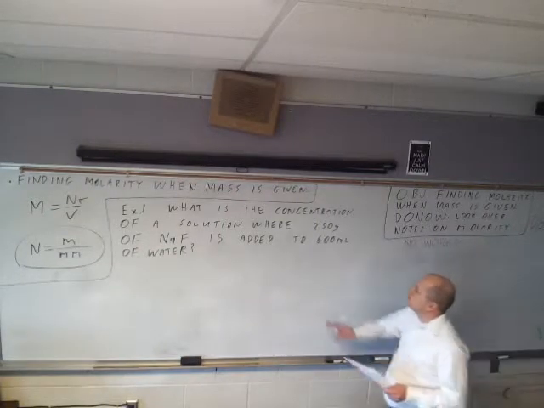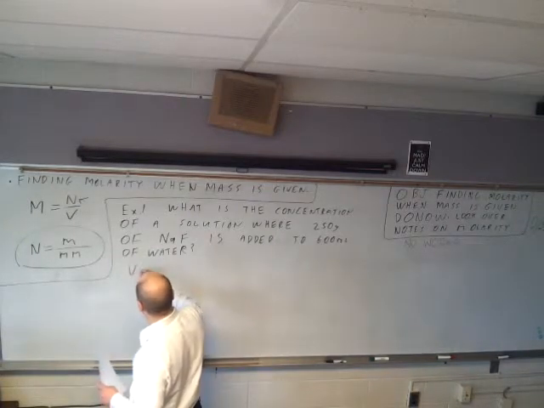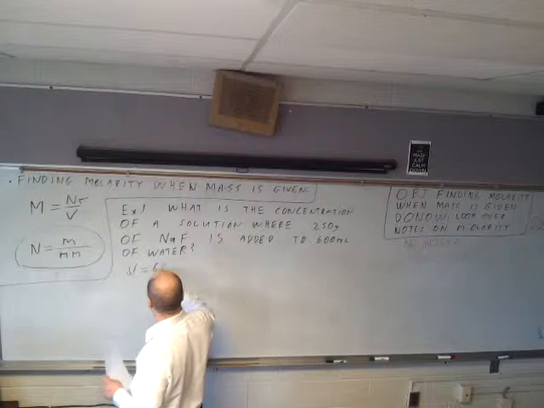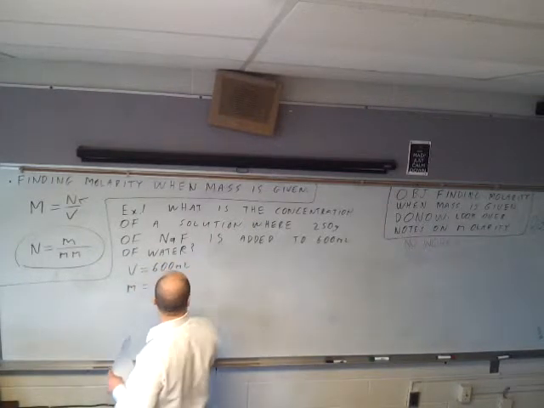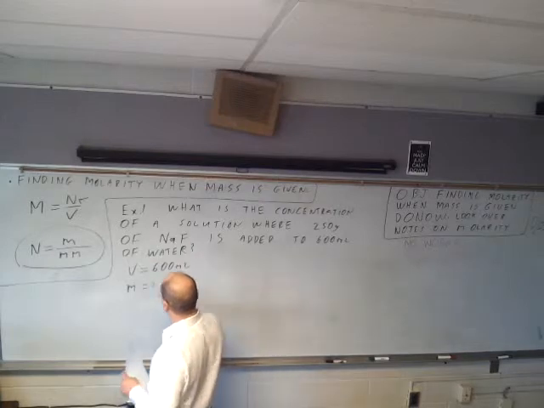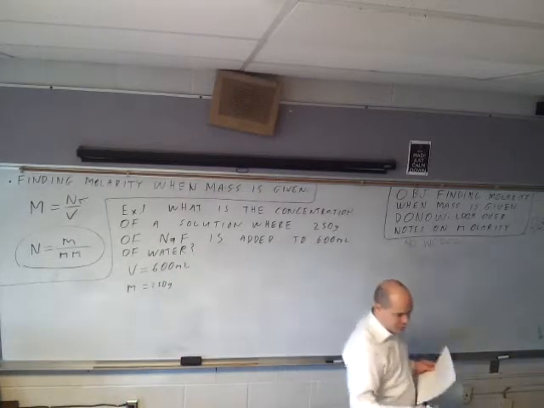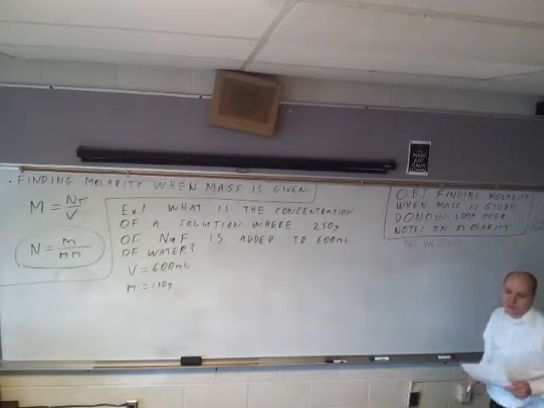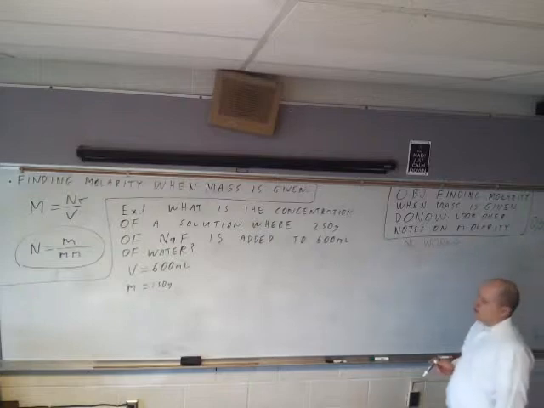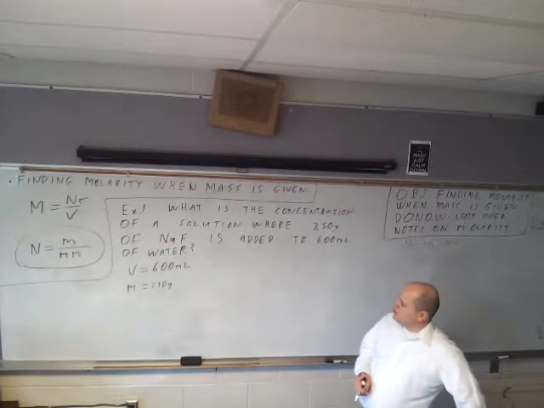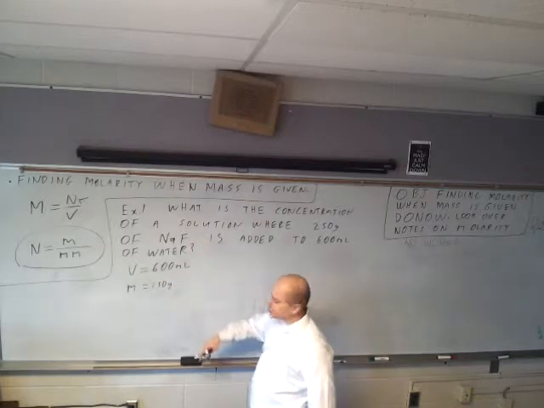Okay. All right. So let's list our givens here. We got volume, 600 milliliters. And we got mass, which is 250 grams. Molar mass, and that we get from the periodic table. Okay. So before anything, we can convert this to liters, because we know at some point we'll have to do that.